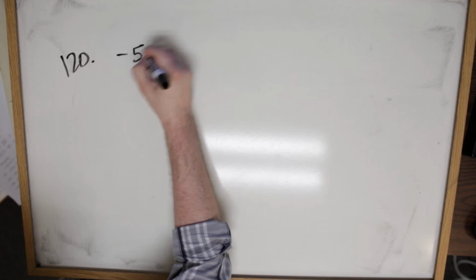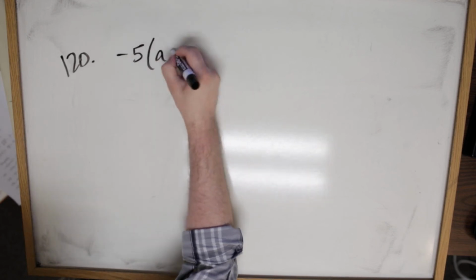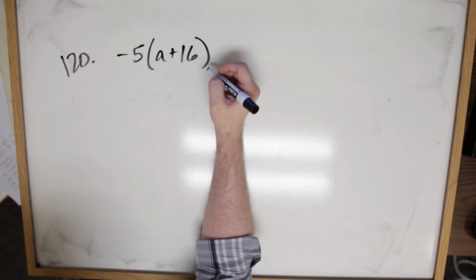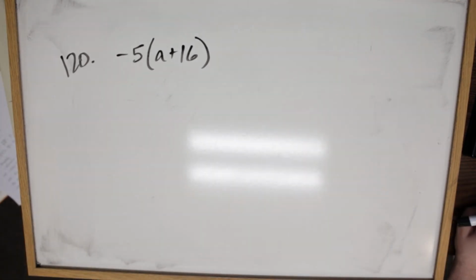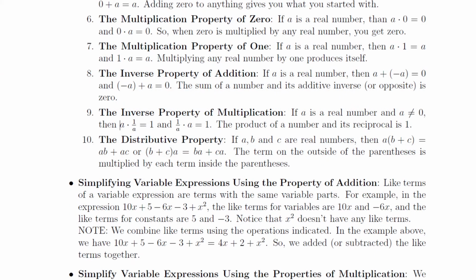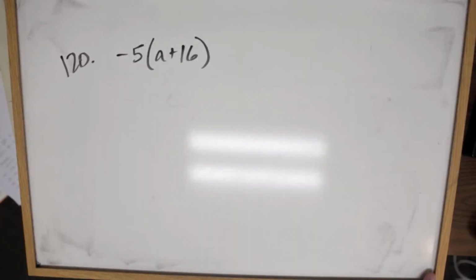Minus 5 times a plus 16. Okay, this is where we start to get into the distributive property. So remember, just as a reminder, let's go back to the notes. The distributive property says that I have a times b plus c. I'm taking my a, whatever's sitting in front, and I'm multiplying it by each of the pieces inside of the parentheses. So that's what we'll do here.